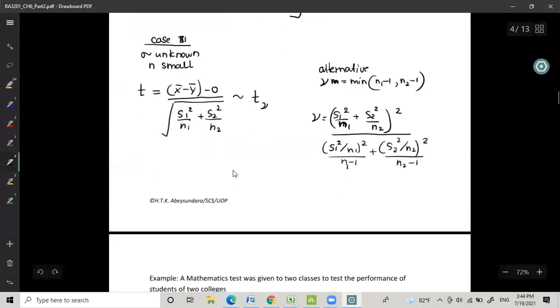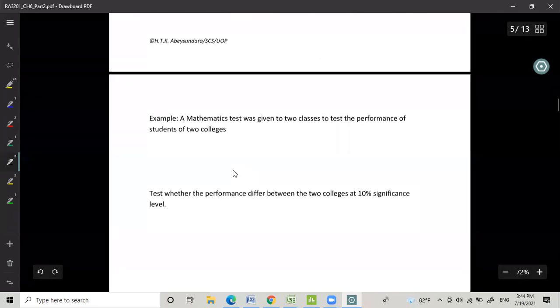Okay. So shall we do the example very quickly? So here's the example. A mathematics test was given to 2 classes to test the performance of students of 2 colleges. So you are going to compare the performance of students in 2 colleges, right? So that is your population. You are going to compare it based on a sample. What is your sample? You have selected 2 classes from college 1 and also from college 2. Suppose these are the summary information.